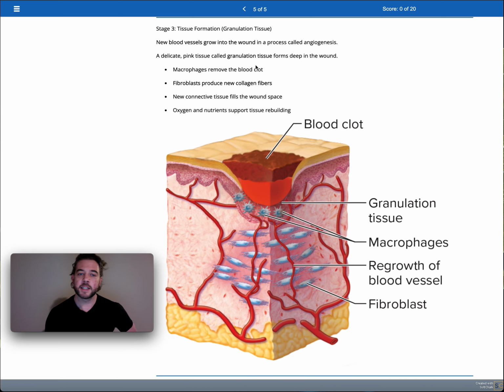So delicate pink tissue called granulation tissue in the deep wound. You have macrophages removing your blood clot, so you can see macrophages coming in here, just starting to digest and break down any of the stored structures in your blood clot. New connective tissue is filling the wound and filling the space. You can see this light pink tissue, these fibroblasts producing their fibers. And because you have more blood vessels starting to be produced, you have oxygen and nutrients coming in as well. All of those things help contribute to repair.